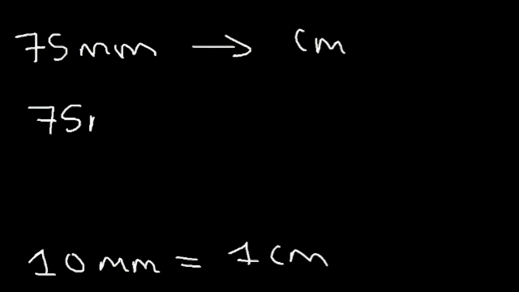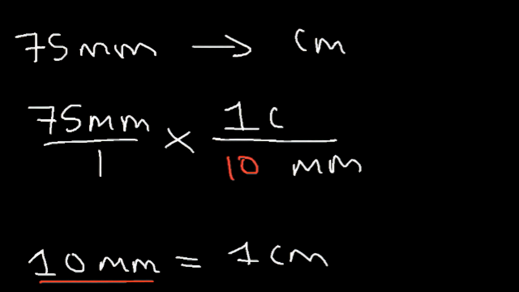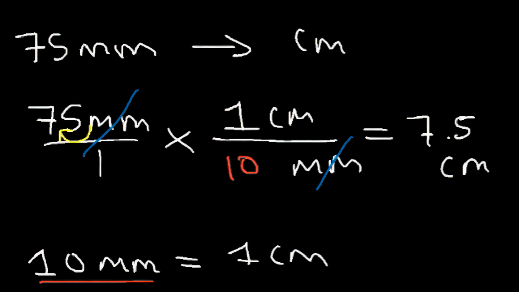So let's start with what we have, which is 75 millimeters. Now, since we have millimeters on the top left, we need to put it in the bottom right. And the 10 is associated with millimeters, so let's put that there. And 1 centimeter is going to go on top. So these units cancel, and it's 75 divided by 10, which if you move the decimal 1 unit to the left, it's going to be 7.5 centimeters.